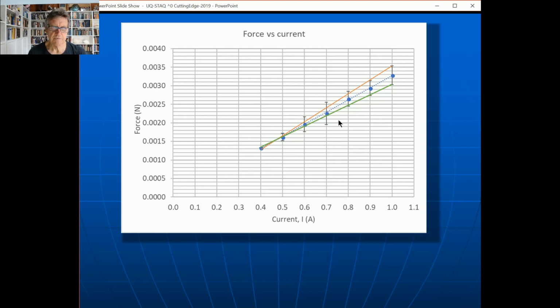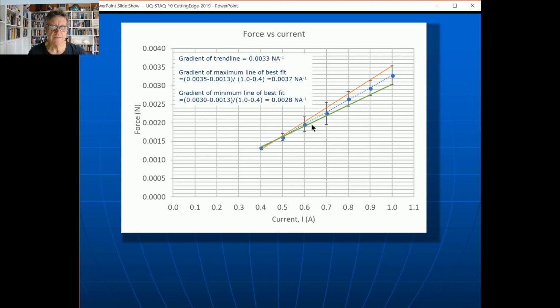Okay, now you can do max minus min and all the rest of it, but here are the equations. You can see the maximum has a slightly higher gradient, 0.037. The minimum is slightly smaller. Now, we spend a lot of time on this in the Unit 1 and 2 work, but the alternative syllabus people will also use this when they do work for the student experiment.